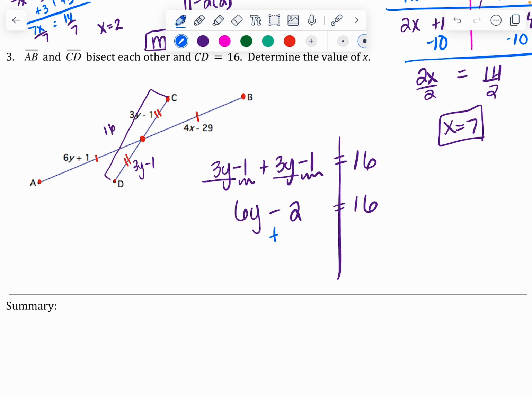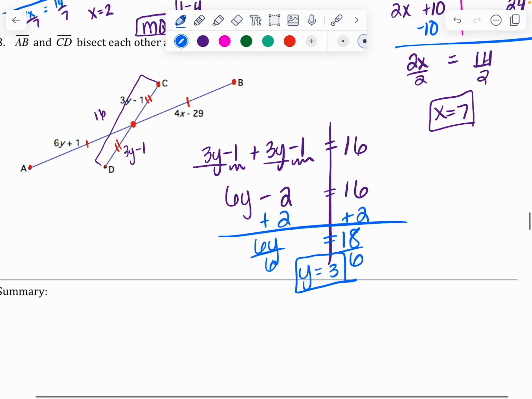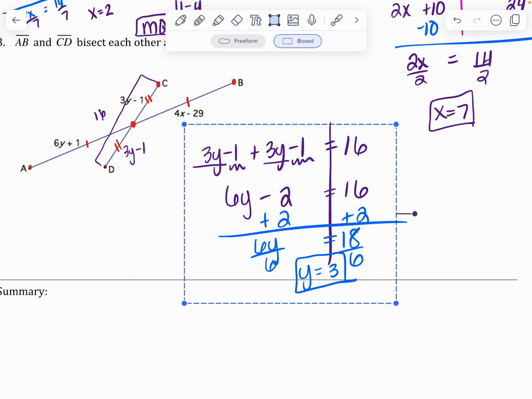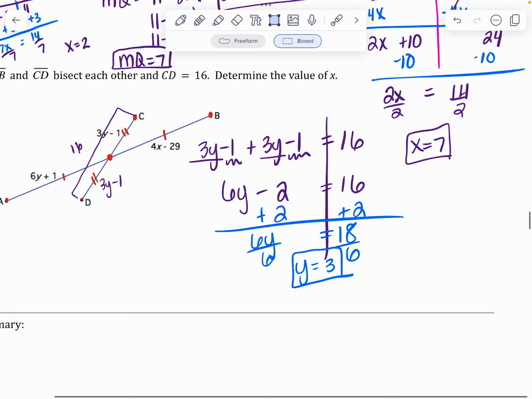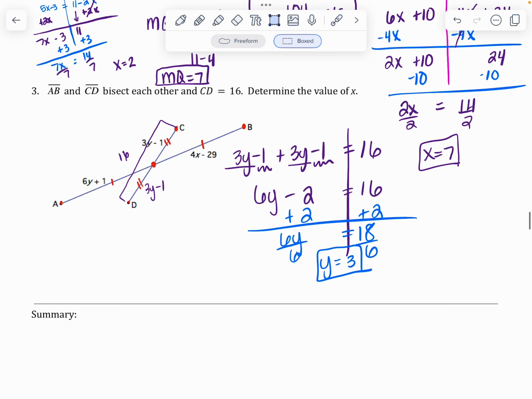And then we're adding 2 to isolate our variable. You get 6y equals 18. Divide by 6. We get y equals 3. I have to move that up so it stays on my page when I print this to PDF. Okay. So y equals 3. So now if we take y equals 3 and we do 6 times 3 plus 1, that would be 18 plus 1, which gives you a length of 19, which means that this is also 19 because remember these two segments were congruent as well.